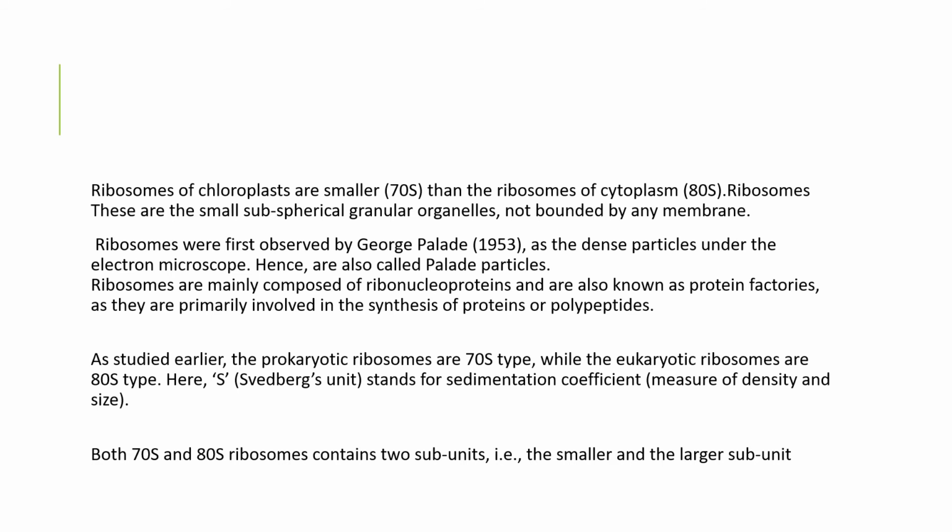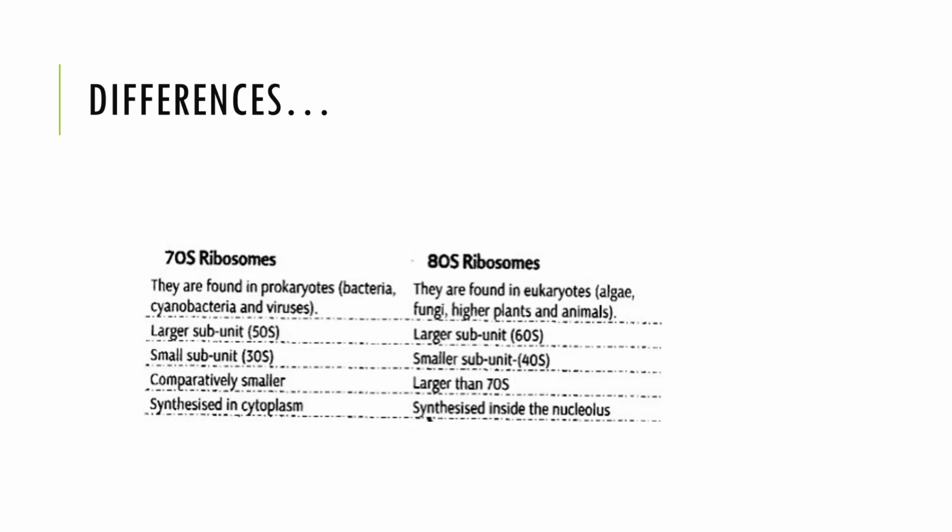Earlier it was known that there are two types of ribosome, 70S and 80S. Here S is for Svedberg unit, and S stands for sedimentation coefficient, which is a measure of density and size. Either we talk of 70S ribosome or 80S, both are made up of two subunits, a smaller and a bigger one. Here are the differences between the 70S and the 80S.